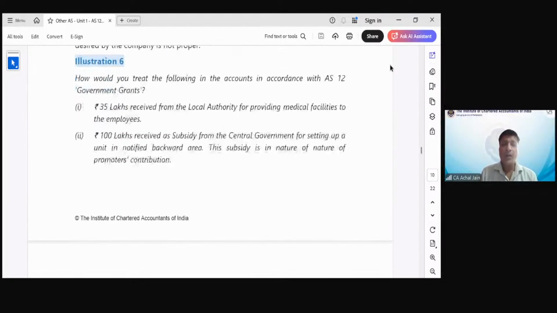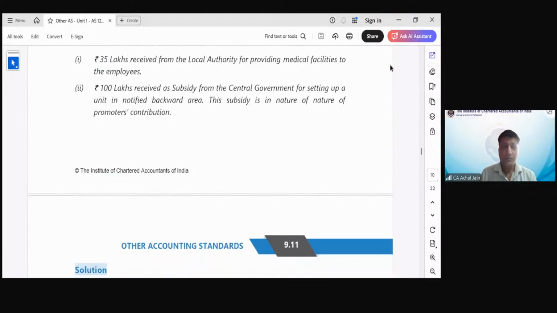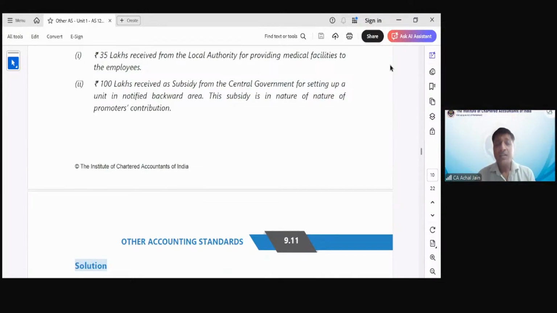Then, what will be the accounting treatment of this second one? Rupees 100 lakhs received as subsidy from the central government for setting up unit in notified backward area. Subsidy is in the nature of promoter's contribution. So you can see one more question wherein the solution is given in the question itself. Yes or no? So tell me the accounting treatment. Over to you.